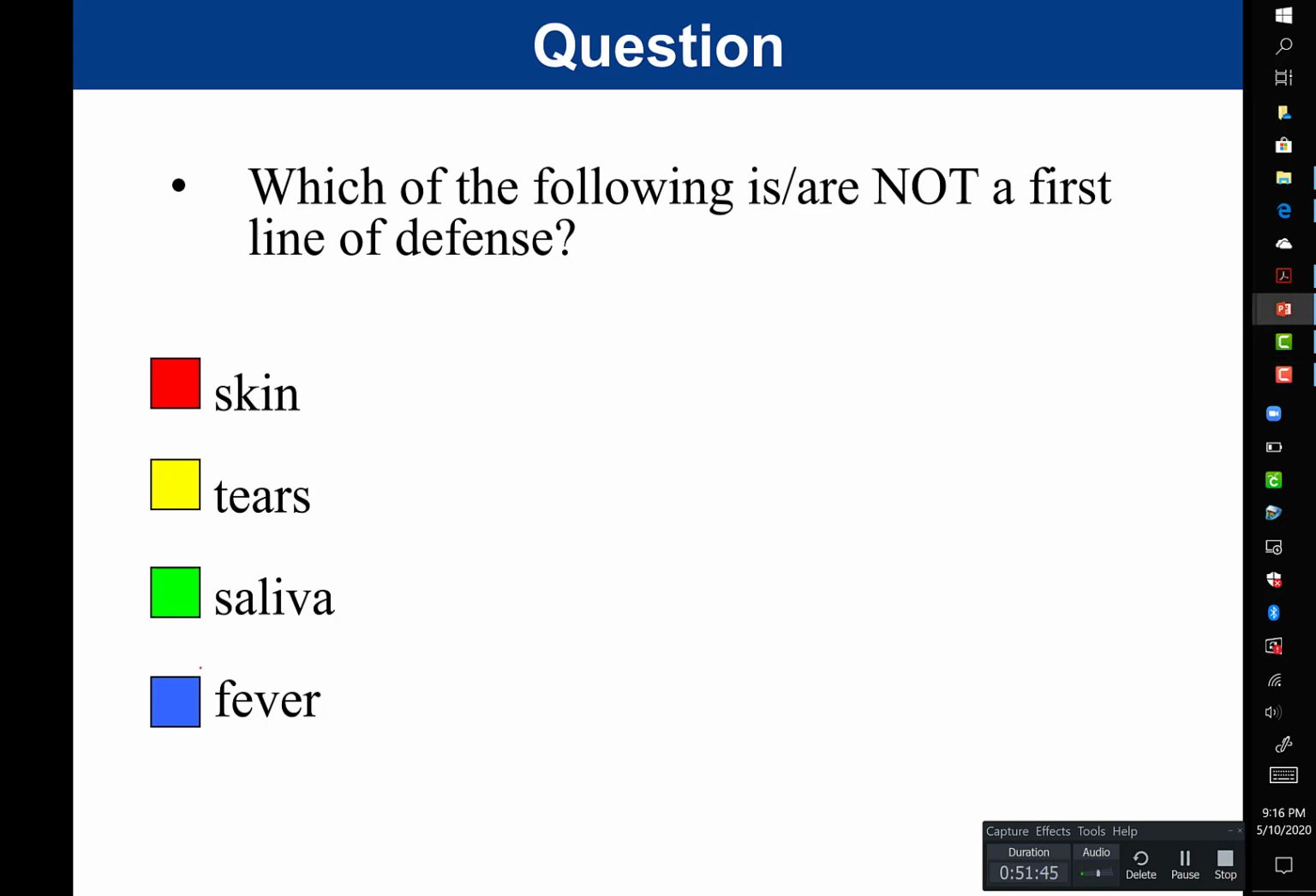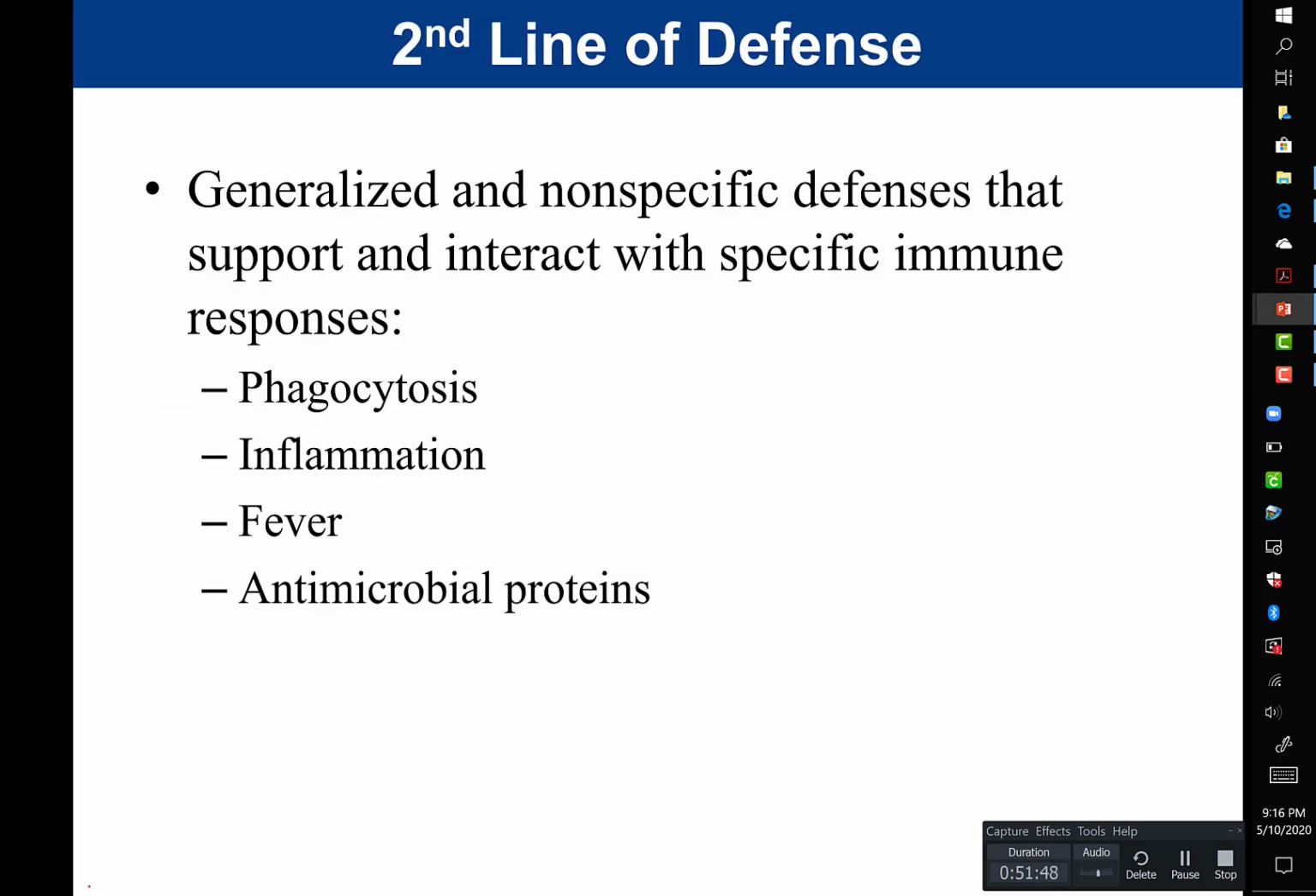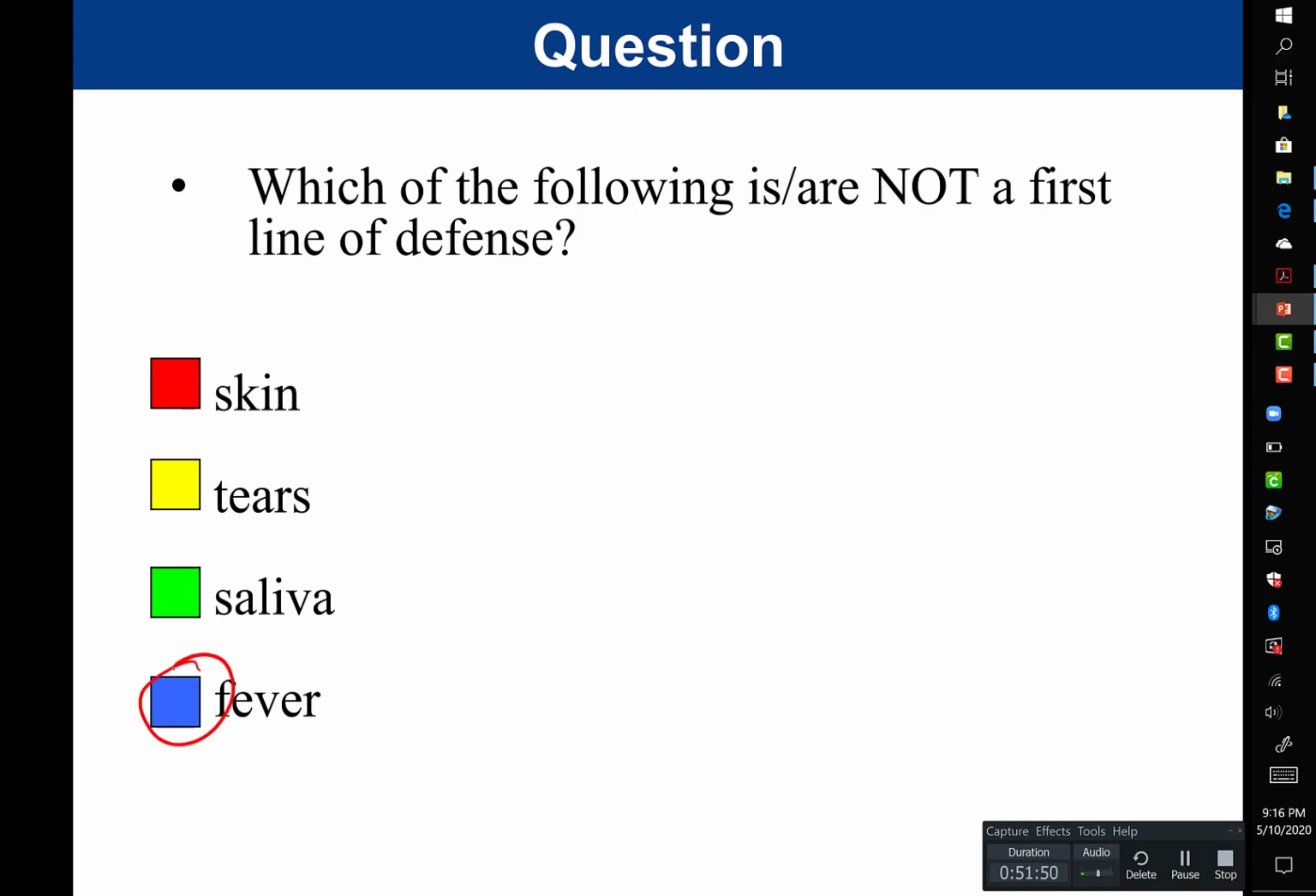If you said blue, you are correct. Fever is not part of your first line of defense. You're going to see that fever is part of your second line of defense. It is still part of innate immunity. It's still non-specific, but it's not part of your first line of defense in that it's not acting as a barrier to block entry. It's now getting cells involved in this response.